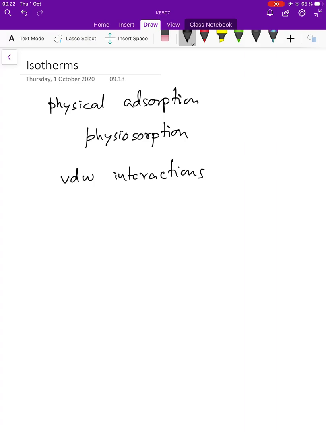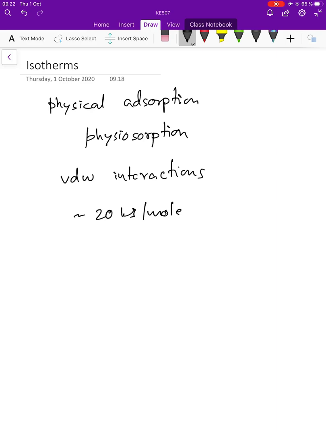And because the van der Waals interactions are quite weak, the amount of heat or enthalpy released upon adsorption is typically 20 kilojoules per mole or less. Such adsorption is typically not very important in terms of what we are going to do.